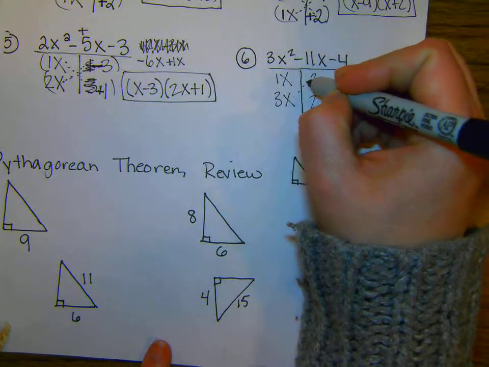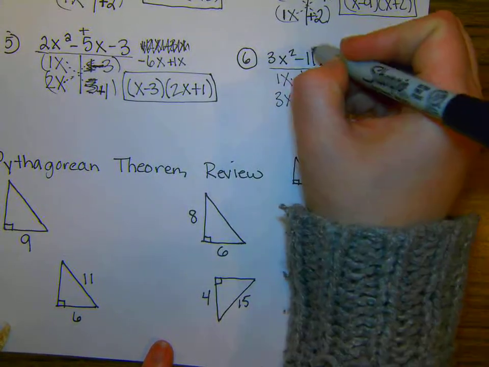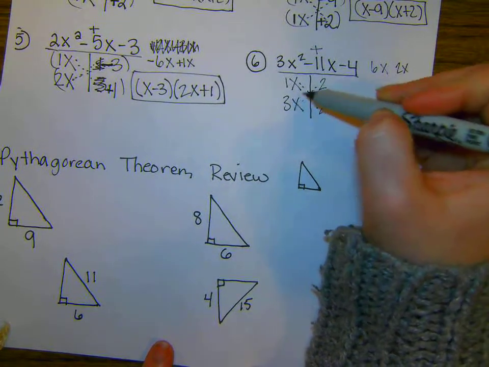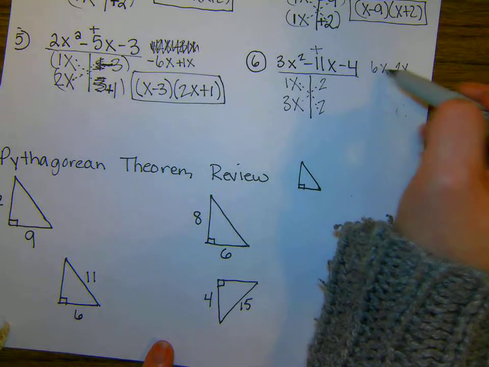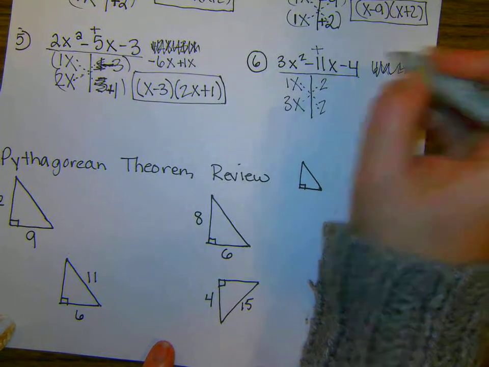So 3x times 2 is 6x. 1x times 2 is 2x. They have to add to negative 11. There's no way that 6x and 2x, that's only 8x at the most, or even if they were both negative, it'd be negative 8. So that can't be it. So you cross them off.